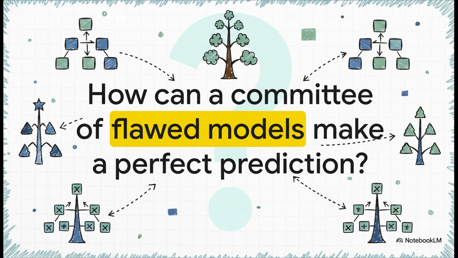It's the whole point of what we're talking about today. How can a committee where every single member has its flaws come together to make a decision that's nearly perfect? It sounds like a total paradox, but it's the secret sauce behind why random forests work so well. So let's pull back the curtain and see how it's done.